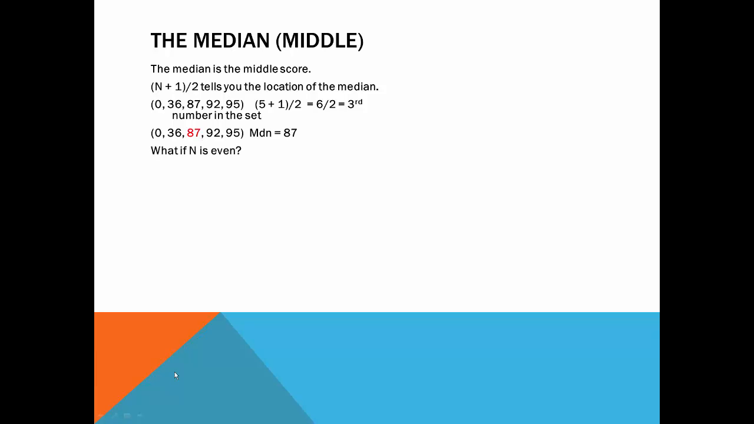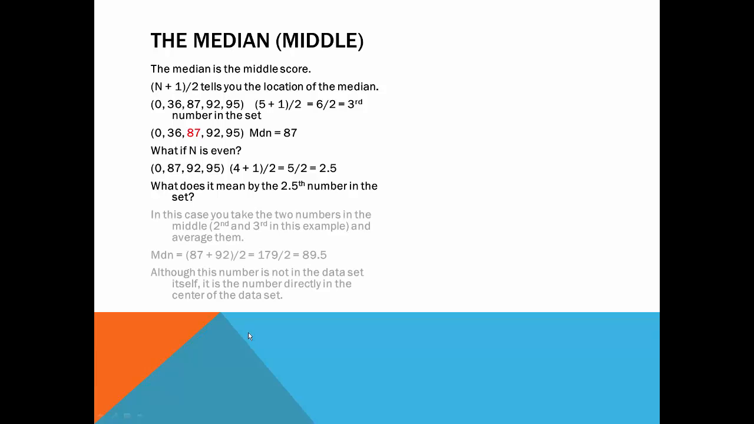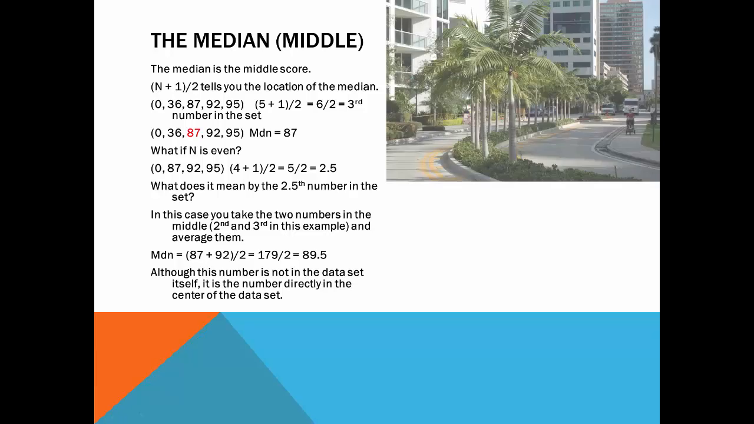But what if there's an even number of numbers in the set? Well, here we took away 36, so we only have the 4 original scores now, and we get 2.5. So which term is that? Well, there's not a term in the middle, so we have to kind of create one. So you take the average of the second and the third terms to get the median. In this case, you took 87 plus 92 divided by 2, and you get 89.5. So although this number isn't directly in the data set, it is the number directly in the middle. So we would use that as the median.